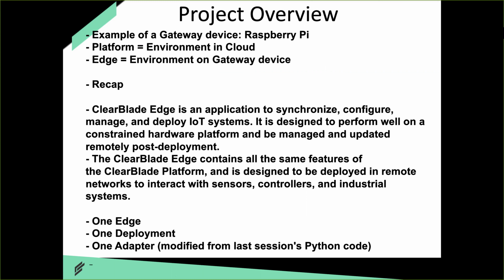The ClearBlade Edge is an application to synchronize, configure, manage, and deploy IoT systems. So it is an application. It is software that we will install and run on our gateway device. It is designed to perform well on a constrained hardware platform, something like a Raspberry Pi. And the ClearBlade Edge contains all the same features as the ClearBlade platform. You'll see that today. When we look at the ClearBlade platform, you'll see the components that are used to make a system. You'll see those same components are available to you on the edge as well.